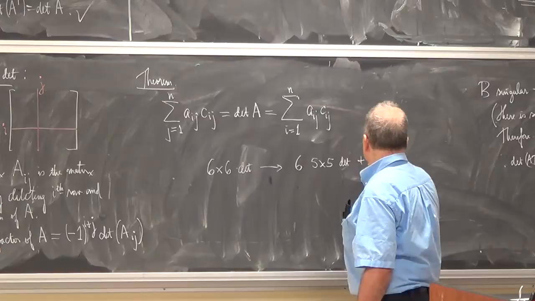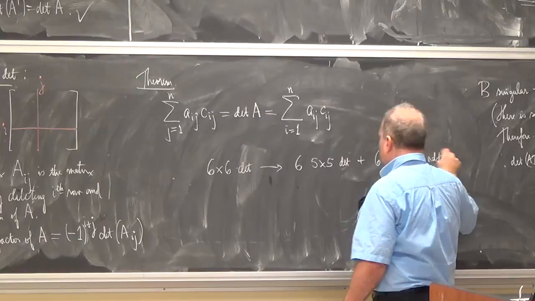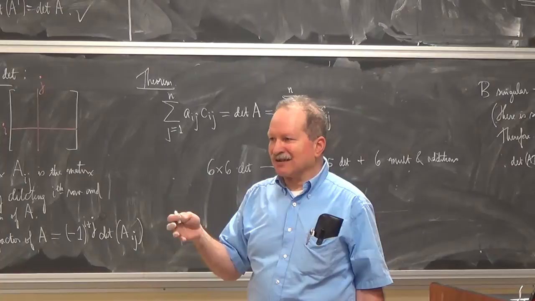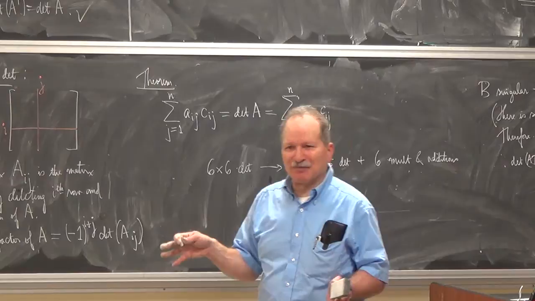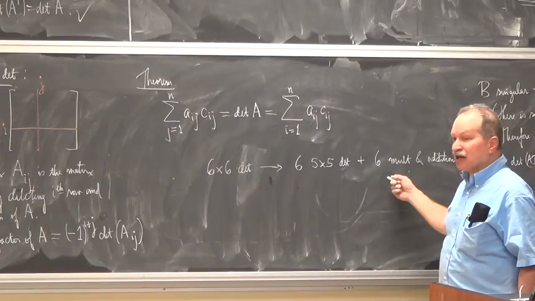And additions. Now, computer science people, typically when they count operations, don't count additions, because they're quick. But multiplications take more operating time. Don't ask me to explain that. Somebody in the room probably can, but I can't. But that's standard when you're counting the efficiencies of algorithms, that you count multiplications, but you don't count additions.